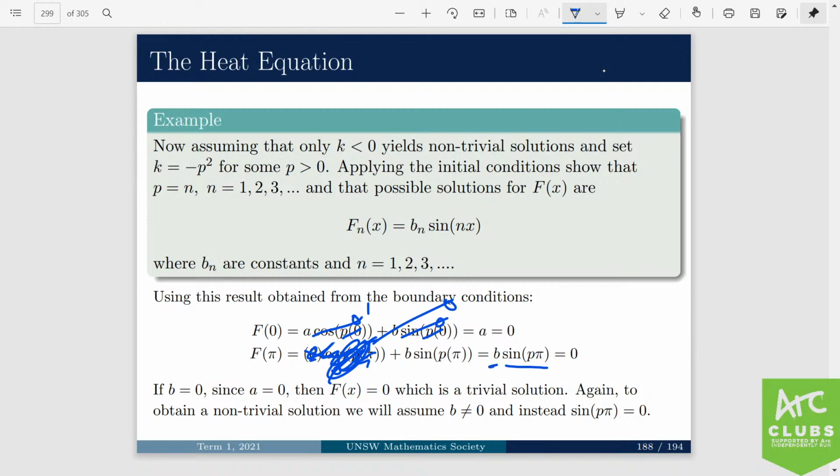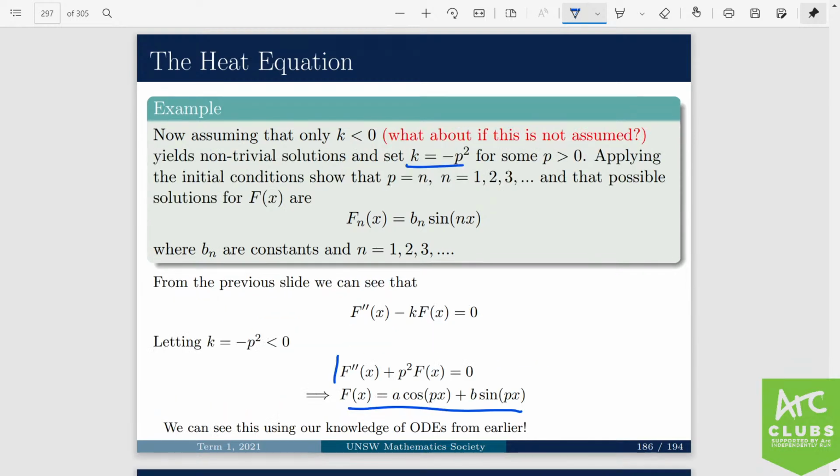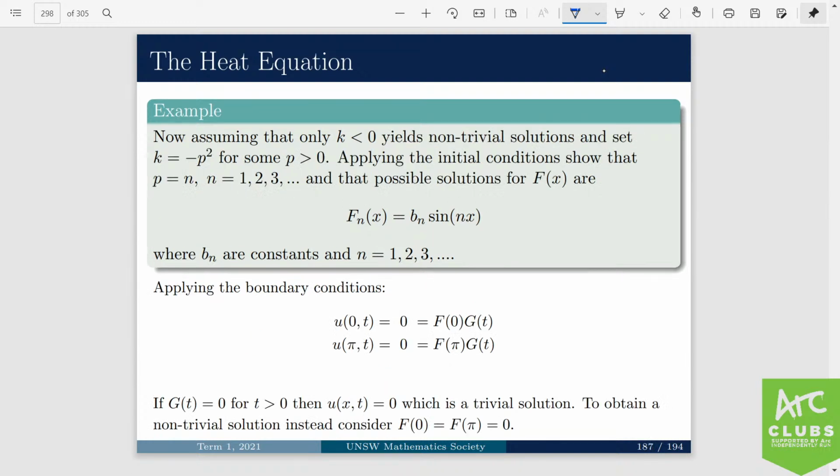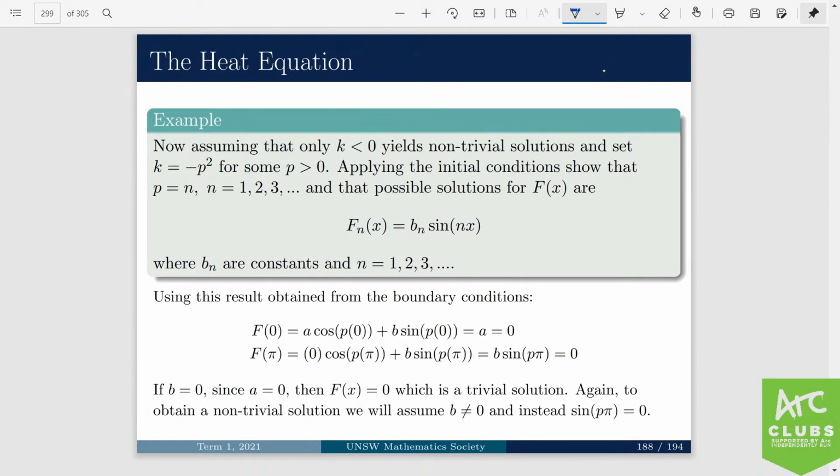We're going to keep working our way down those branches I mentioned. If b is equal to 0, that's a trivial solution, because if a and b are 0, then f is 0, and if f is 0, then u is 0. So again, we're in a trivial case. So b can't be 0, so this must be 0. If that's 0, then when is that 0? I think that's what I look at on the next slide, not on this one. So this is just saying that b can't be 0 because a is already 0, and that's going to lead us to a trivial solution.